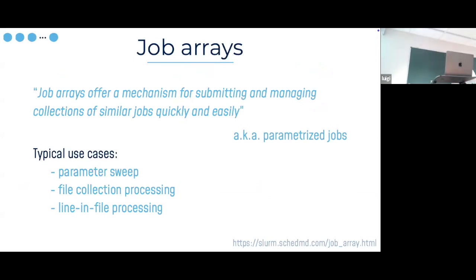So in Slurm, you have a mechanism for submitting and managing a collection of jobs at once. It's called parameterized jobs as well. The typical use case is when you have a parameter study. So you have the same job to run with multiple values for the same parameter. Or if you have multiple files that you need to process with the same program. Or if you have a large file with some lines in there which each need to be processed by a job. This is the typical use case for job arrays.